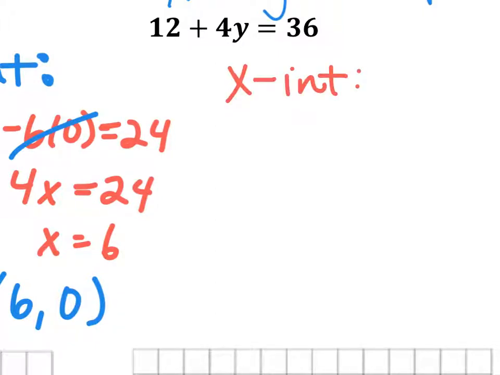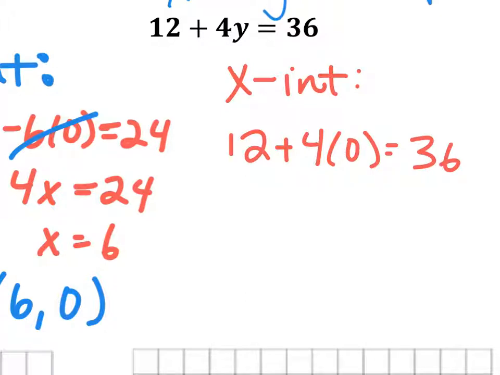Plug in 0 for y. Let's see, 12 plus 4 times 0 equals 36. That goes away. Oh no. Okay, this is a weird equation. It is in standard form. Well, almost in standard form. Let me show you what this would look like.